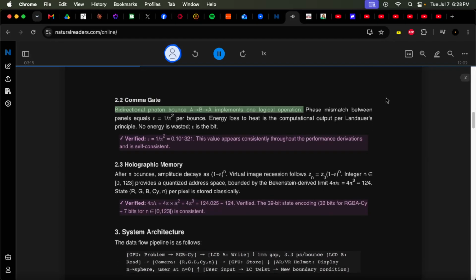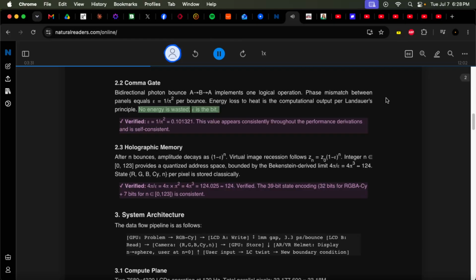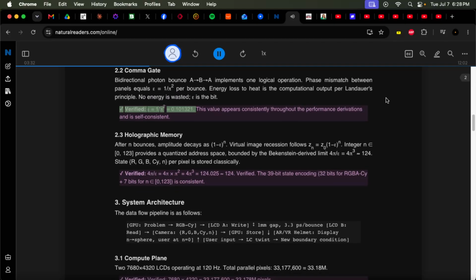2.2 Gate. Bidirectional photon bounce A → B → A implements one logical operation. Phase mismatch between panels equals epsilon equals 1/π² per bounce. Energy loss to heat is the computational output per Landauer's principle. No energy is wasted, epsilon is the bit. Verified: epsilon equals 1/π² equals 0.101321. This value appears consistently throughout the performance derivations and is self-consistent.